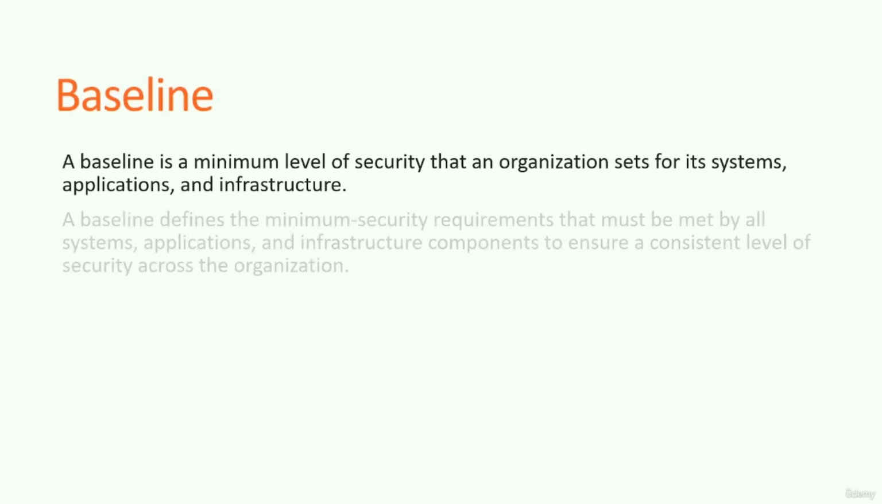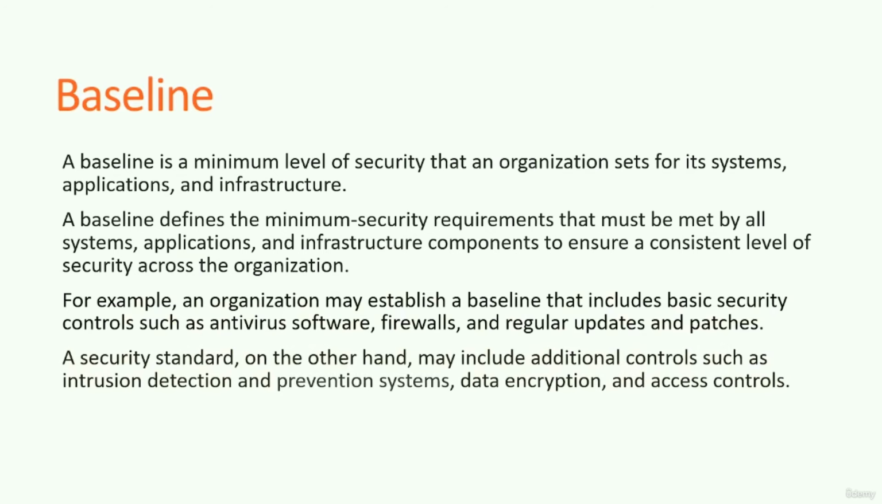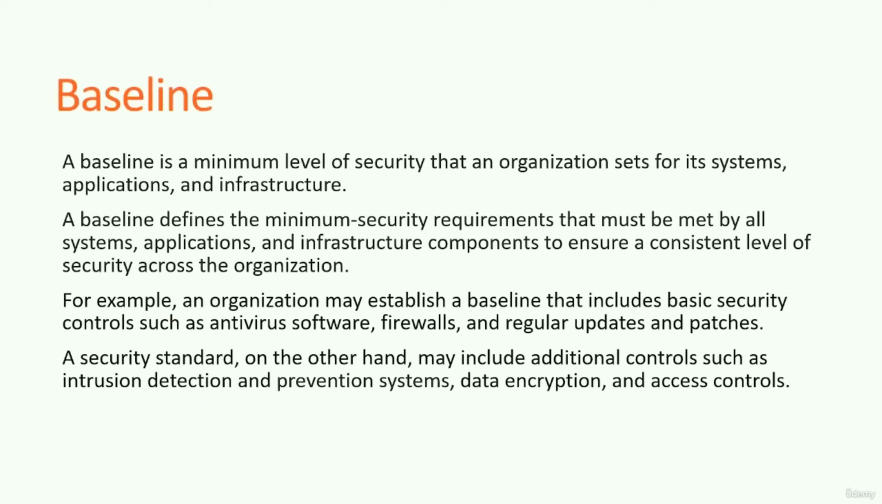So basically, your security standard should include what is agreed upon or what are best practices used by multiple organizations. And as we mentioned, baseline is a minimum level of security, and it defines the minimum security requirements that can help an organization include basic security controls in its systems. A security standard, on the other hand, may include additional controls exceeding the concept of baseline. So this is the idea of standards and baselines. I hope it is clear for you.